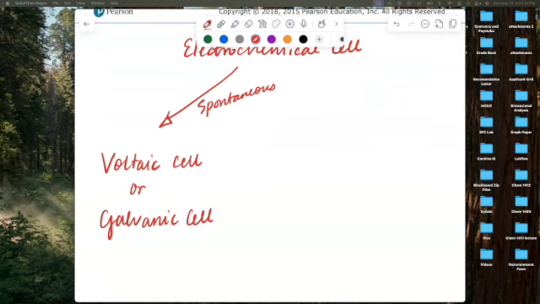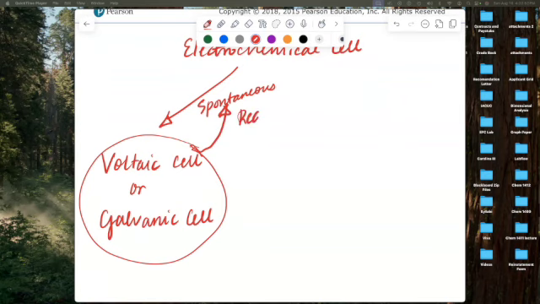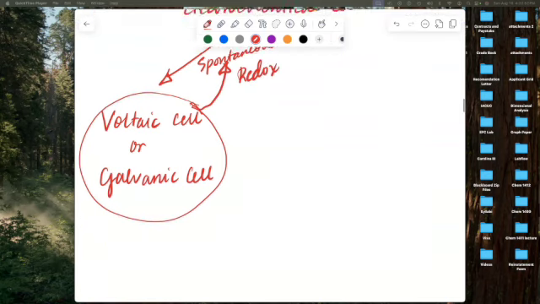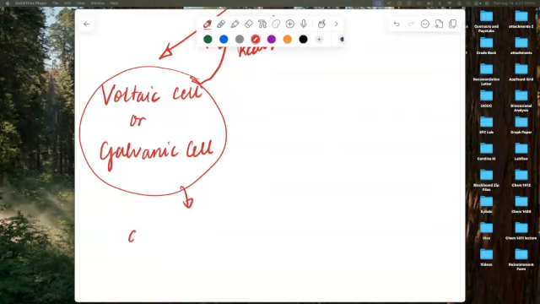Once again, the setup in these cells facilitates a spontaneous redox reaction. So we have a spontaneous redox reaction, a reaction in which electricity is produced. I'm going to say here, electricity is produced as a product overall.